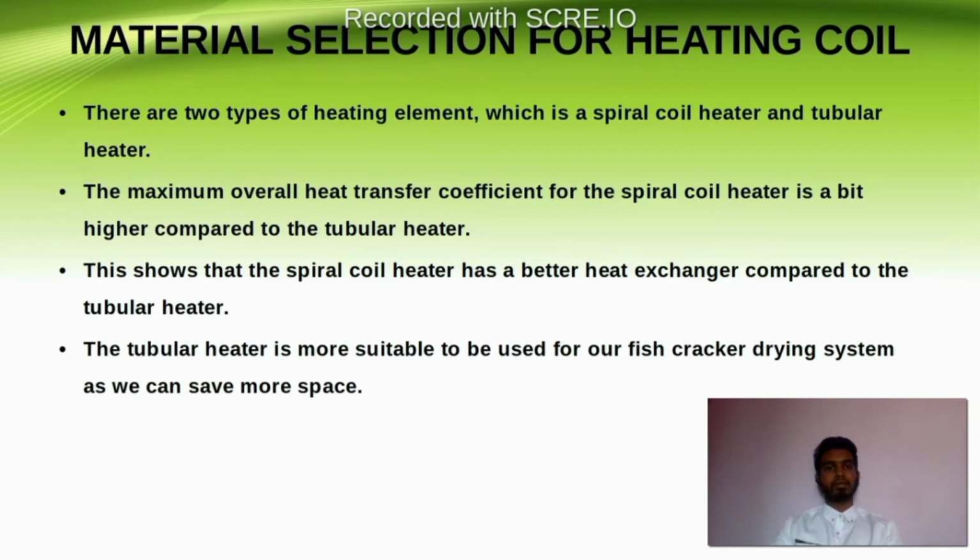About the material selection for the heating coil, there are two types of heating element, which are the spiral coil heater and tubular heater. The maximum overall heat transfer coefficient for the spiral coil heater is a bit higher compared to the tubular heater. This shows that the spiral coil heater is a better heat exchanger compared to the tubular heater. The tubular heater is more suitable to be used for our fish cracker drying system, as we can save more space.